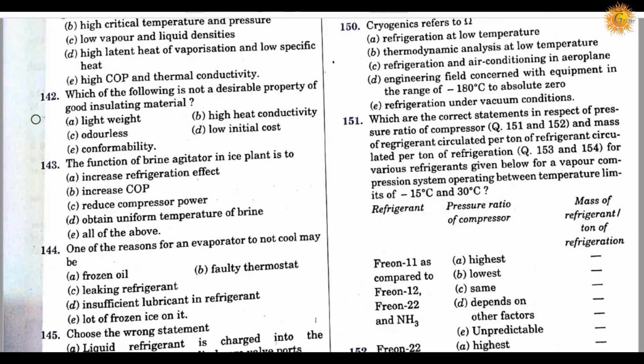Question number 142. Which of the following is not a desirable property of a good insulating material? Option A, lightweight; option B, high heat conductivity; option C, odorless; option D, low initial cost; option E, conformability.